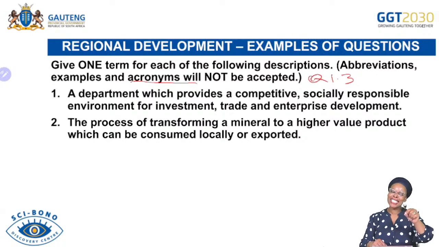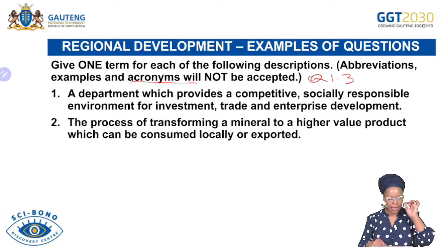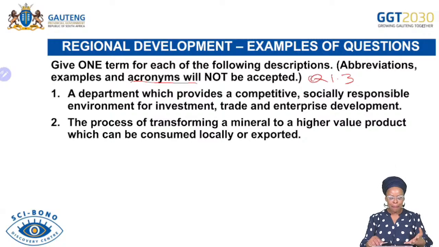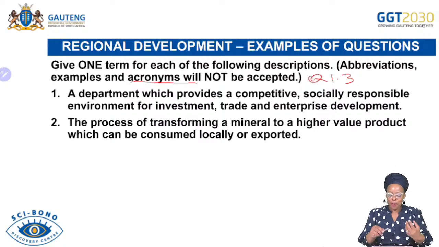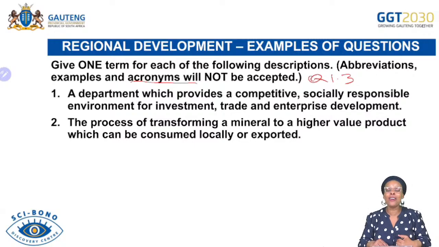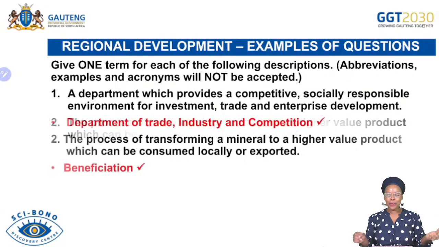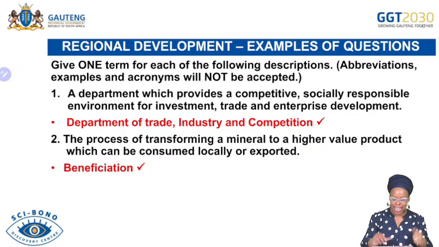You cannot write DTIC. And remember, don't write Department of Trade and Industry. It's no longer called that. You won't get marks. It's the Department of Trade, Industry and Competition. Number 2, the process of transforming mineral to a higher value product which can be consumed locally or exported. That one we know is beneficiation.